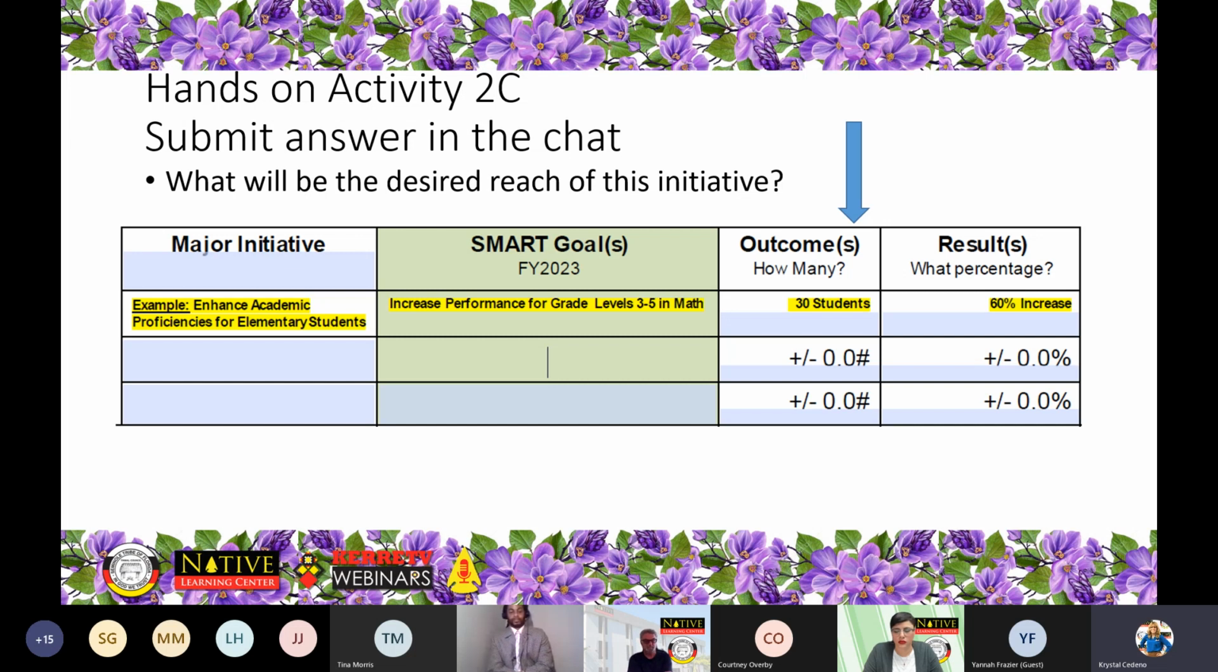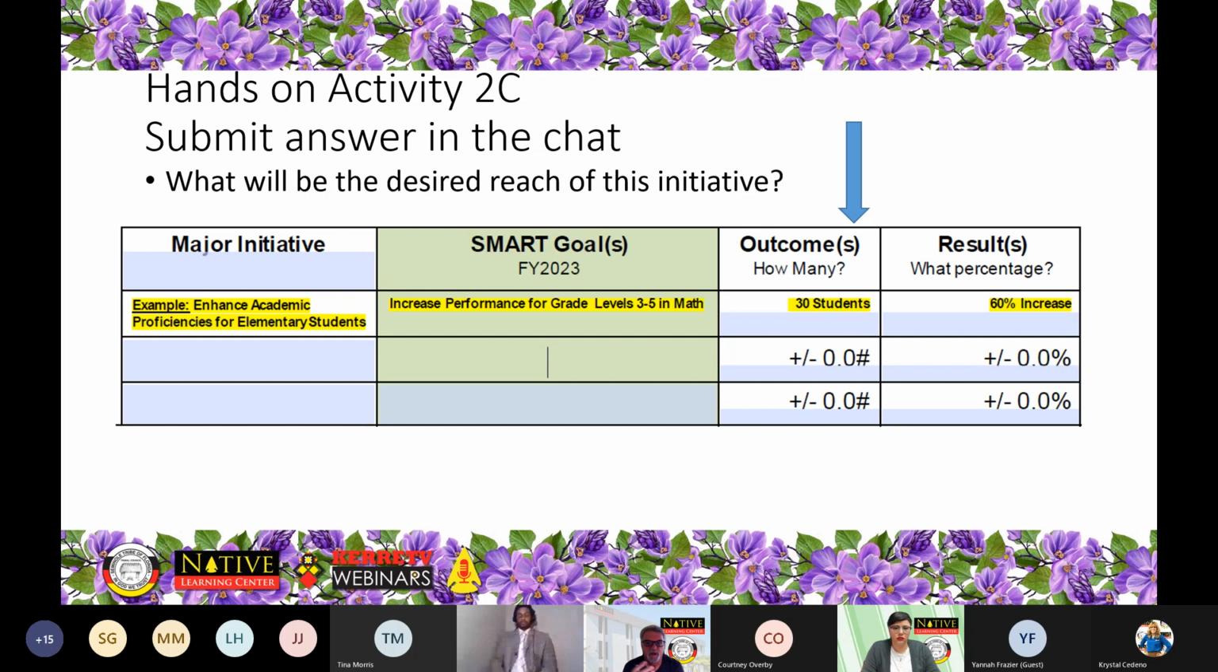Okay. So based on your major initiatives and the SMART goals that we discussed so far, I'd like for all of you to think of outcomes for those goals. If you can go ahead and do that in the chat, I'd greatly appreciate it. So for this one, it's saying increase performance for grade levels 3 through 5 in math by 30 students. Am I reading that correctly, Vince? Correct. Yeah, that's 30 students, because in this example it was based on the number of students.